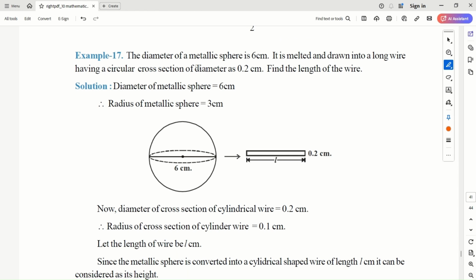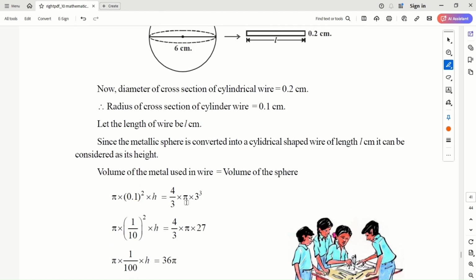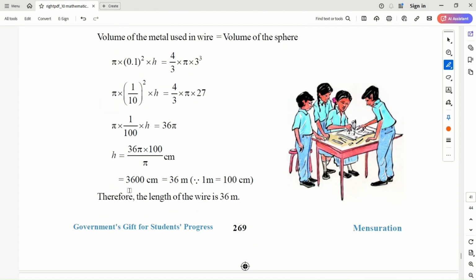The diameter of a metallic sphere is 6 centimeters. It is melted and drawn into a long wire having a circular cross section of diameter 0.2 centimeters. Find its length. Again, same problem, conversion of volume. The volume of the sphere, and for the metal used in a wire, it is a cylindrical structure. So pi r square h equals 4 by 3 pi r cube. With this, you will get the h value. H is nothing but 36 meters. 36 meters of wire can be drawn from this sphere of 3 centimeters radius.